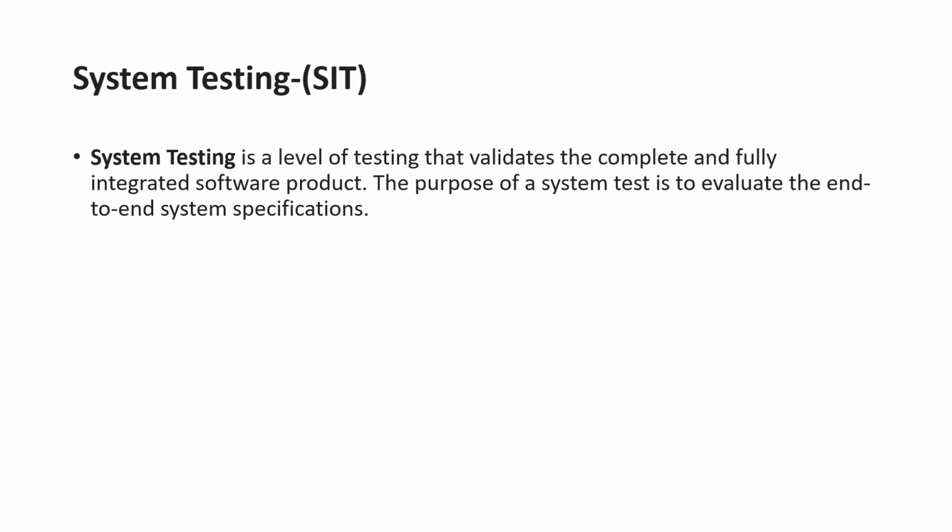What is system testing now? System integration testing is a level of testing that validates the complete and fully integrated software product. The purpose of a system test is to evaluate the end to end system specifications. System testing means we perform the testing from top to bottom, like end to end testing, where you are validating each and everything, like backend testing, UI testing, everything you are validating. That is called system integration testing.